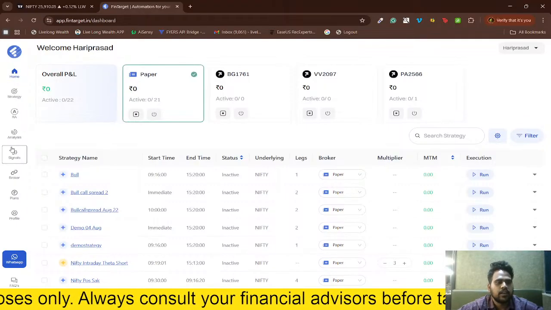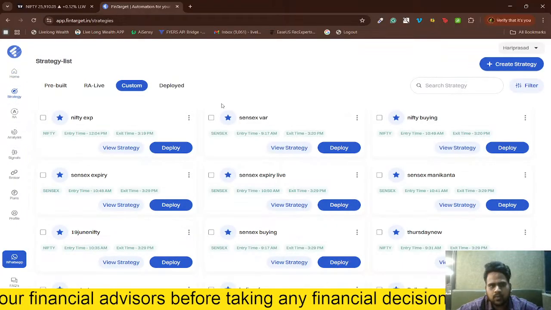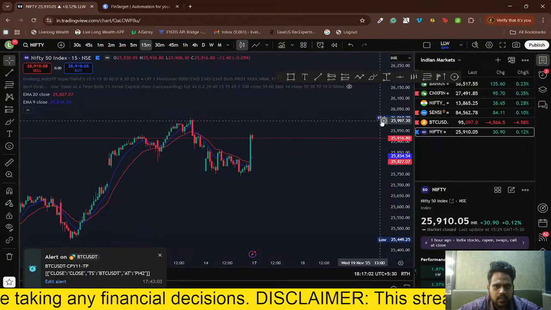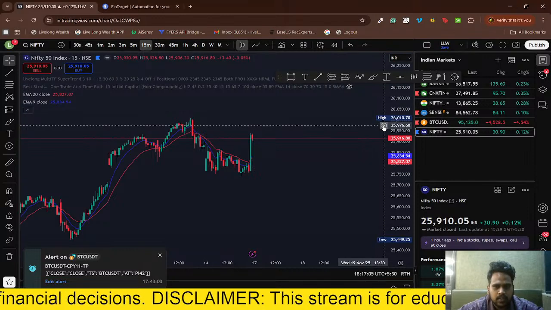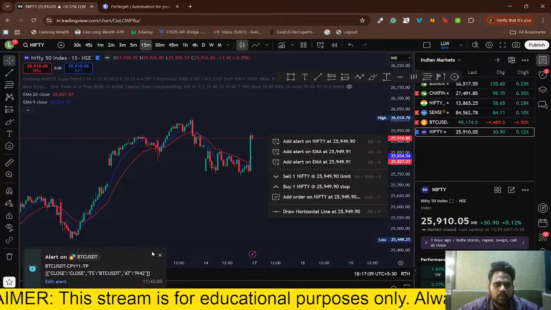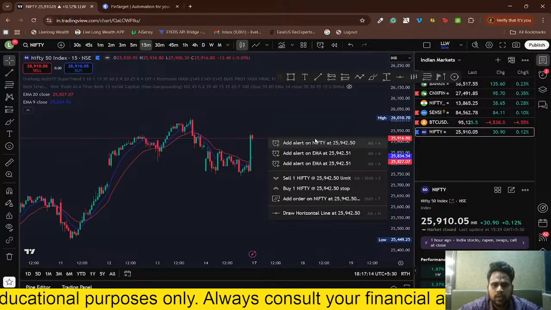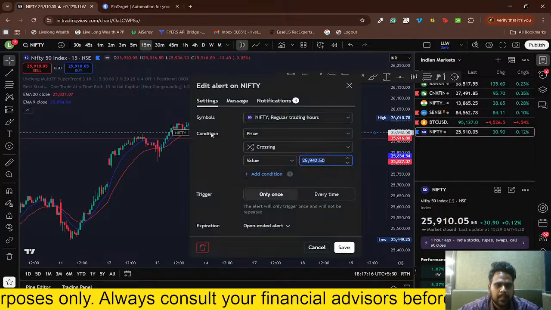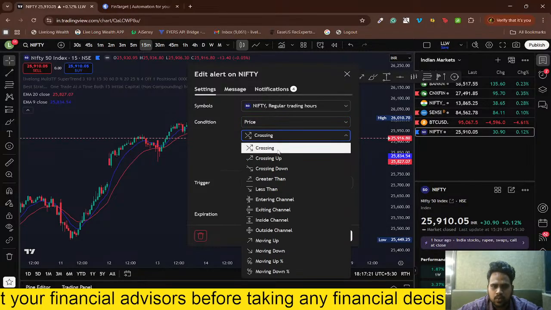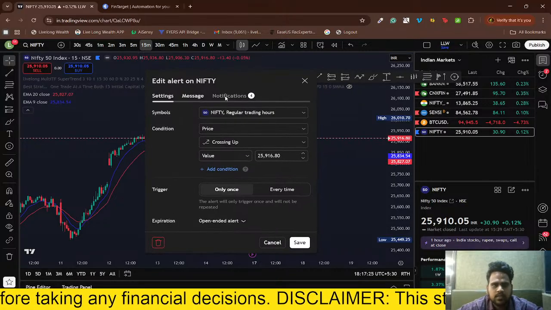So now what I can do is try to show you how exactly we can do this. First, if the price is approaching above this level, 25,950, I want to go for a trade over here. So I will set price crossing up, correct? It is crossing upside here.